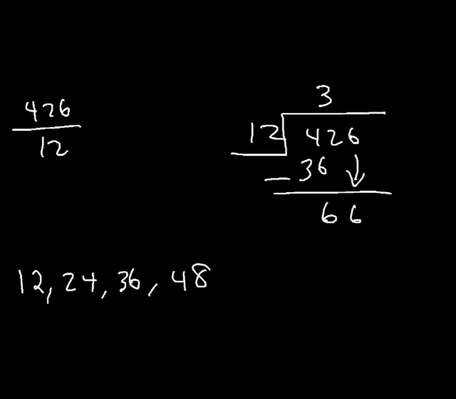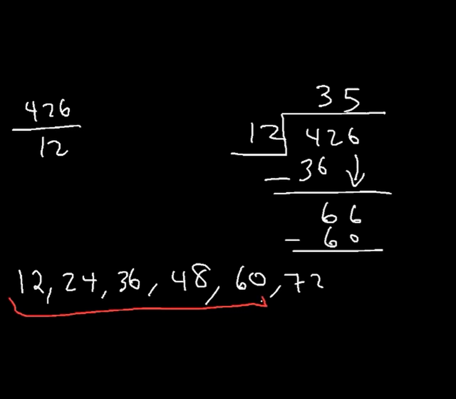Bring down the other 6. So how many times does 12 go into 66? Well, let's keep adding multiples of 12. 48 plus 12 is 60. 60 plus 12 is 72. That's too much. So we need 5 12s to get up to 60. So 12 times 5 is 60. So that gives us a remainder of 6.